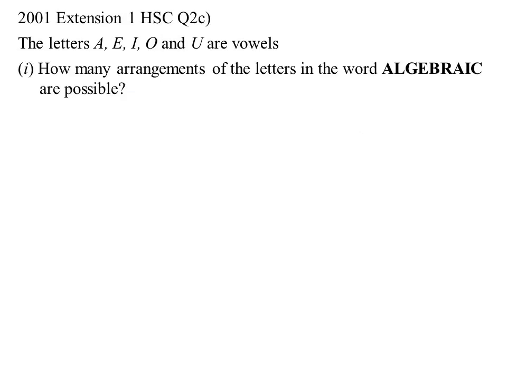Imagine that. Here's an HSC one. In the HSC, they tend to assume nothing. The letters A, E, I, O, and U are vowels. How many arrangements of the letters in the word algebraic are possible? There are 9 letters in the word algebraic, so 9 factorial. We have 2 A's, divided by 2 factorial.